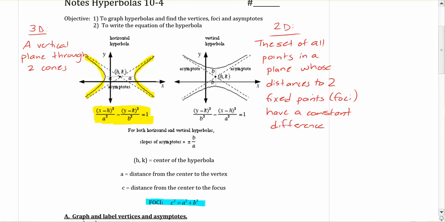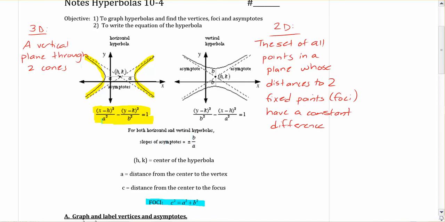We're also going to talk about the dashed lines you see on hyperbolas. Those are asymptotes, and the asymptotes help us determine how wide the two parabolas that create our hyperbola are. We'll talk about those in a minute, but to get the slopes of the asymptotes, you're going to do plus or minus b over a. The way I teach it, it's really rise over run.